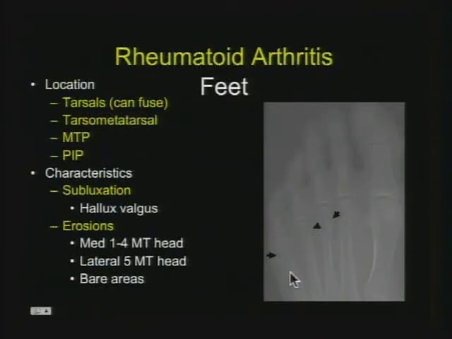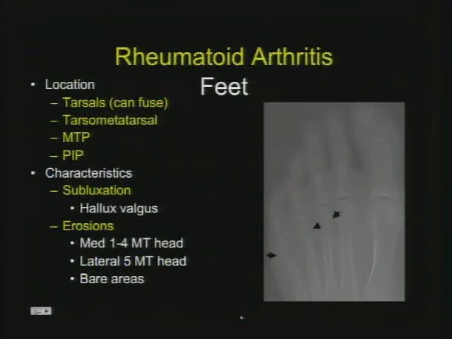Now, psoriatic can do it, but the first thing you think about is rheumatoid. And there's some classic appearances. One thing that's not obvious is that the lateral fifth metatarsal is eroded in rheumatoid. It can be the first area, so you always want to look on the lateral aspect of the fifth, and sometimes an oblique view will bring that out.